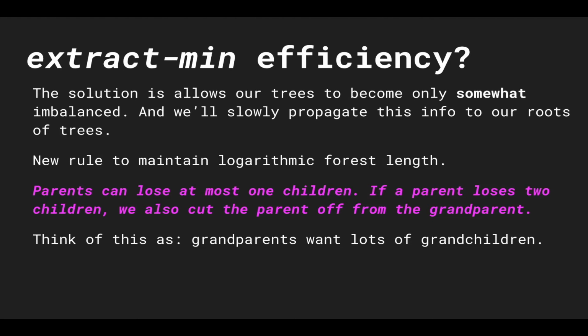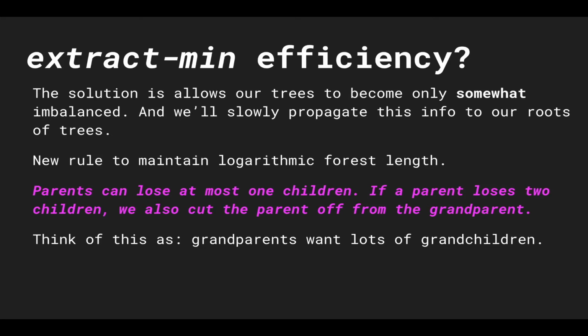So the new rule, in order to maintain our logarithmic forest length, is the following. Parents can lose at most one child, and if a parent loses two children, then we also cut the parent off from the grandparent. So we basically propagate the cut, and we cut the parent itself from its parent if it loses its second child. Think of this rule as the idea that grandparents want lots of children, and if the parent loses two children, the grandparent's going to be like, I don't like you anymore, I'm going to kick you out myself.